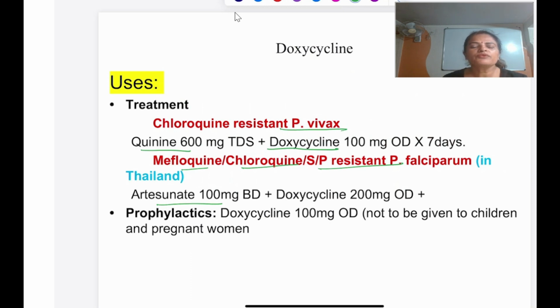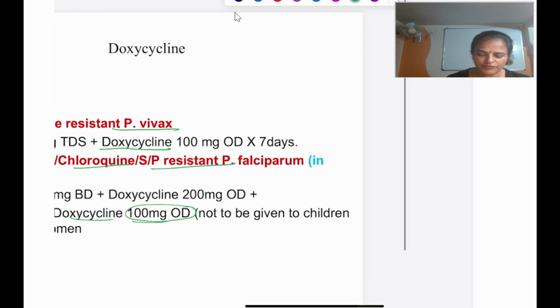Prophylactically, I have already told you about suppressive prophylaxis. If it is for less than 6 weeks, for the short term, we are going to use doxycycline 100 milligram OD. We have to start 2 days before, and once the person comes back, continue for 4 weeks.